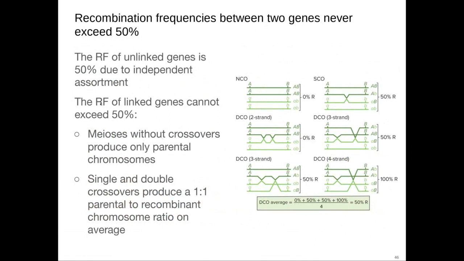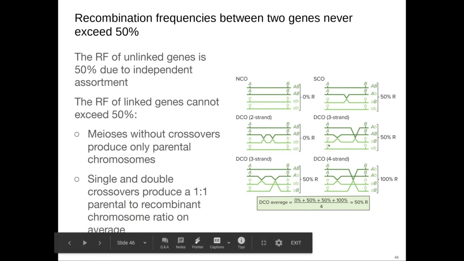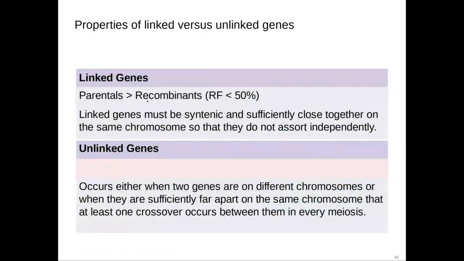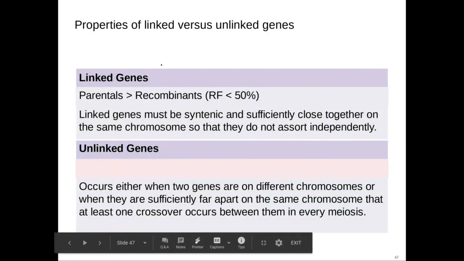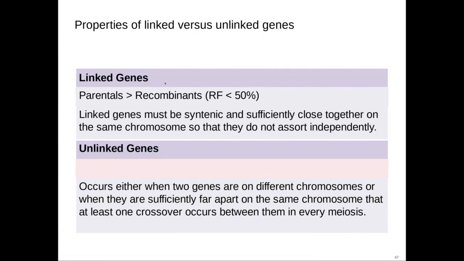Now, the recombination frequency of linked genes also cannot exceed 50%. Meiosis without crossovers produces only parental chromosomes, and single and double crossovers produce a 1-to-1 parental to recombinant ratio on average. So that's the maximum recombination frequency we can get. You can look at the math here if you want, but that's the key takeaway: recombination frequencies don't exceed 50%. And this is a handy property of linked versus unlinked genes. So this is a nice handy table. I took it directly from your textbook. So that's where this is from.